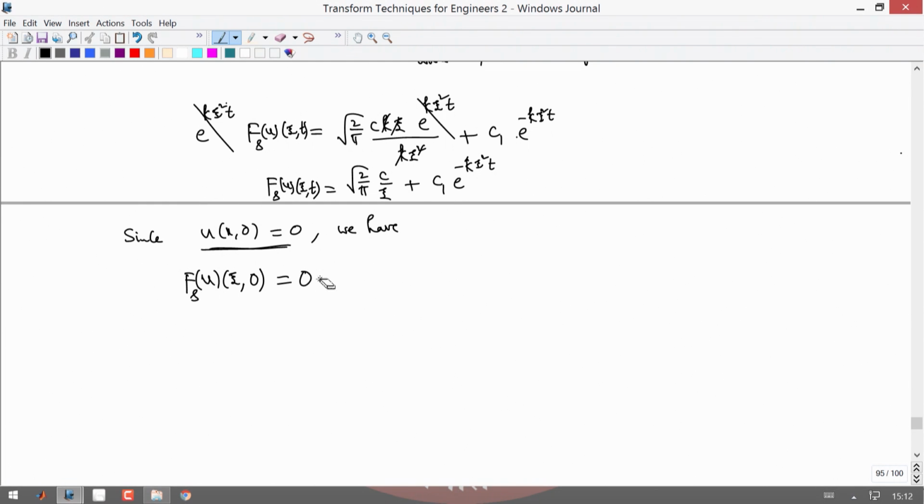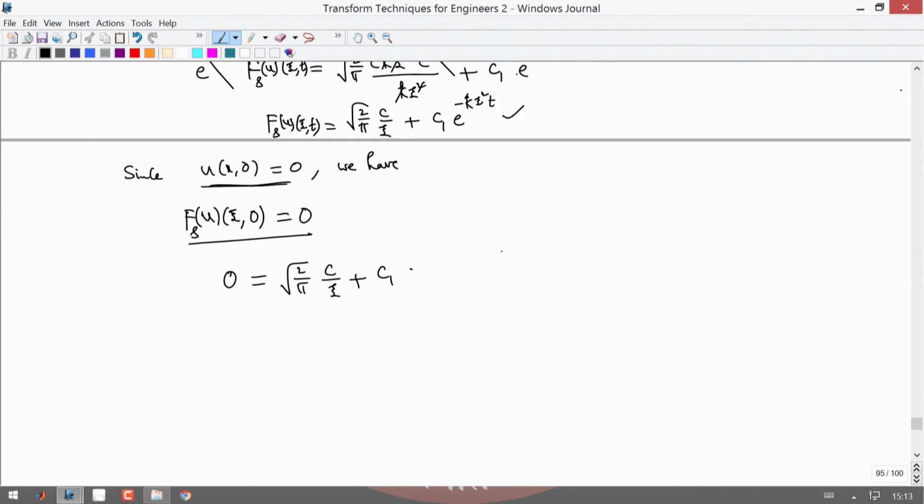So since this is the case, if you apply this here, you end up getting the left hand side 0, this is equal to root 2 by pi c by xi plus c1. Because at t equal to 0, the exponential quantity is 1. So that makes c1 equal to minus root 2 by pi c by xi.